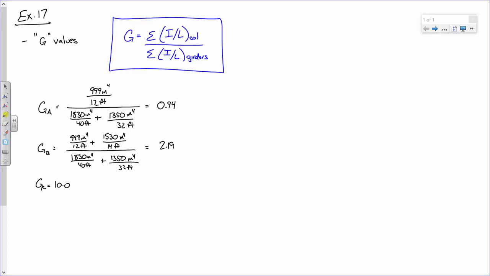Here's where your alignment charts come into play. Okay. We have two columns. We have column AB. We have column BC. So let's take column AB. So we have a G value of 0.94 and a G value of 2.19. Now, one of the things you'll notice is that the axis on the left and the axis on the right is of the exact same scale. So it doesn't matter if you put the 0.94 on the left and the 2.19 on the right or vice versa, because you'll get the same answer. And so what you're going to do is locate the 0.94, let's say, on the left and the 2.19 on the right, and then strike a line and tell me what you're getting for K.